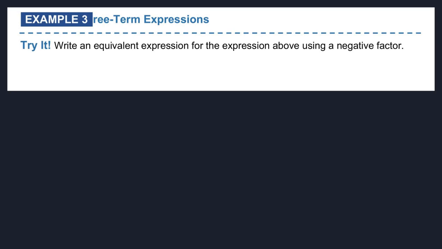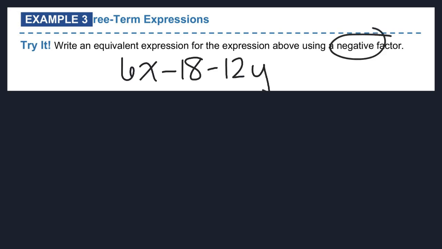This is your try it on the bottom of page 223. And we are going to use the exact same expression. We had 6x minus 18 minus 12y. But this time they want me to pull out a negative. So instead of pulling a positive 6, I'm going to pull a negative 6.